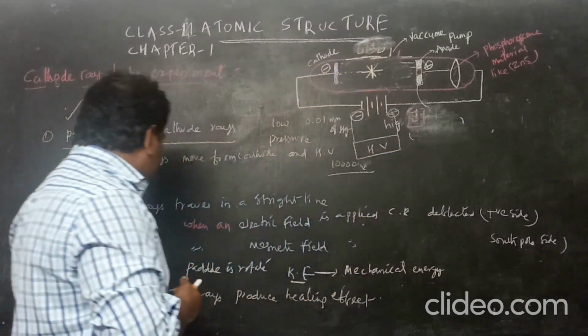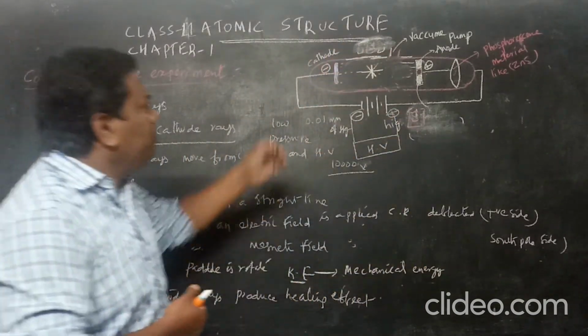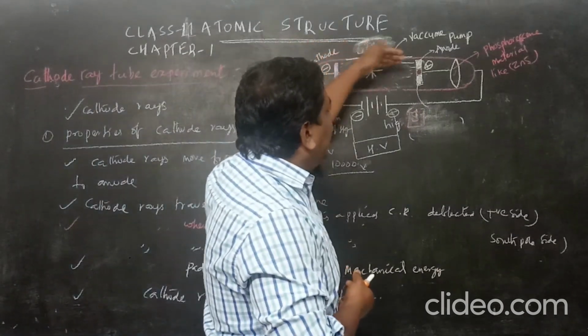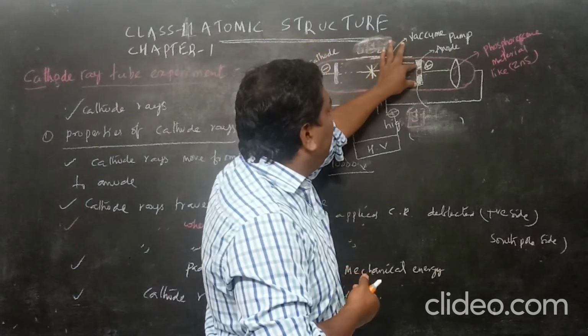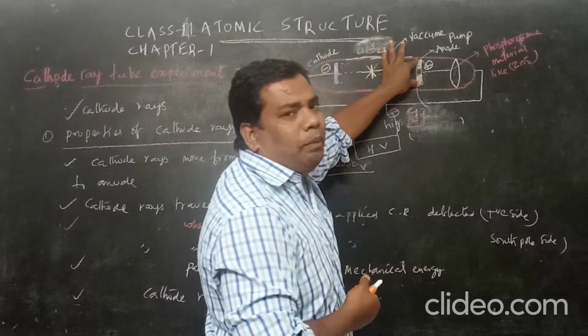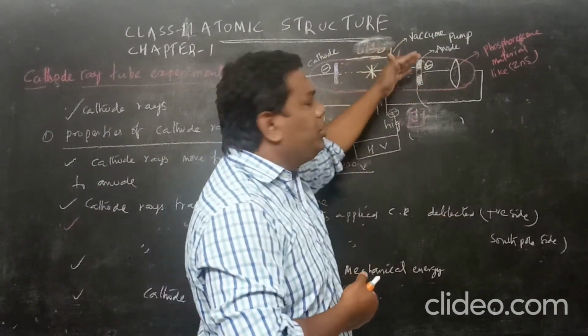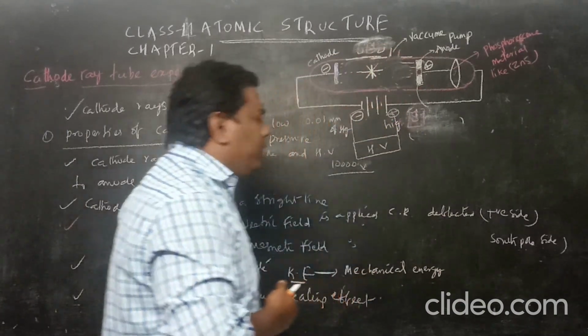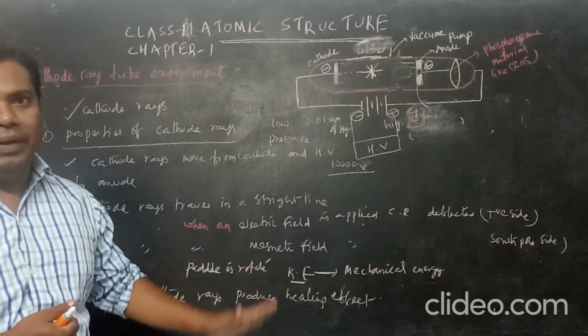Okay, clear, right? So the last property: when these cathode rays strike or hit this metallic plate, the plate becomes hot, which indicates that the cathode rays produce a heating effect. Okay, clear?